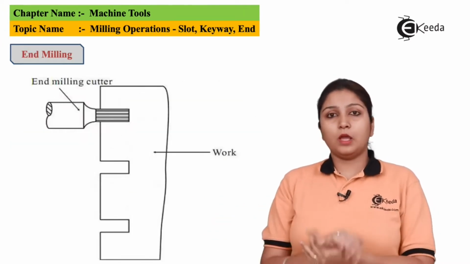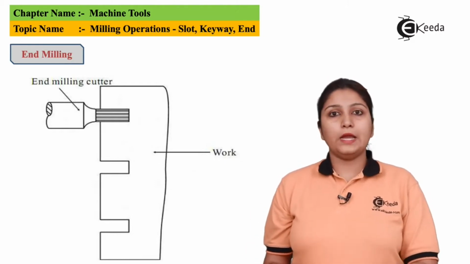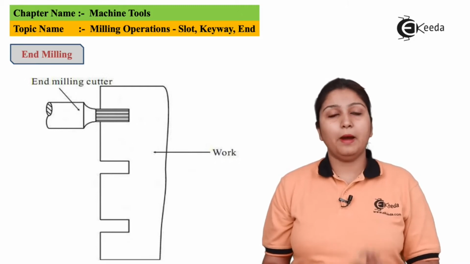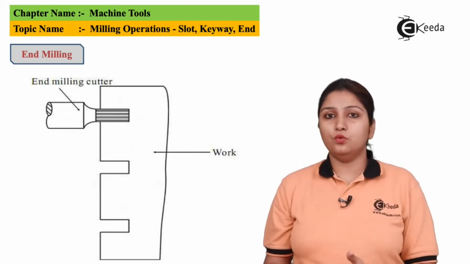And this is one more type of milling cutter, which is the end milling cutter, and they are used to provide keys, slots, grooves but at the end side. So they are a horizontal cutter and used to do end milling.